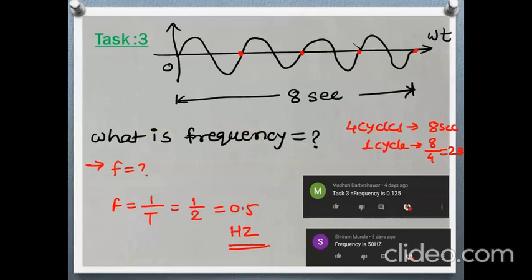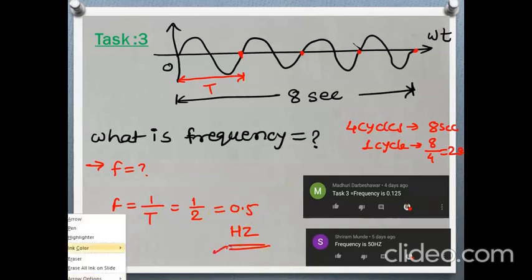Because frequency is the number of cycles completed in 1 second, and also frequency is 1 upon T, where T is the time period, which is the time required to complete one cycle. Here in 8 seconds 4 cycles are completed. To complete one cycle, from here to here, this is T. How much time is required? 8 upon 4, 2 seconds. So 1 upon 2 will be 0.5 Hertz. This is the correct answer.